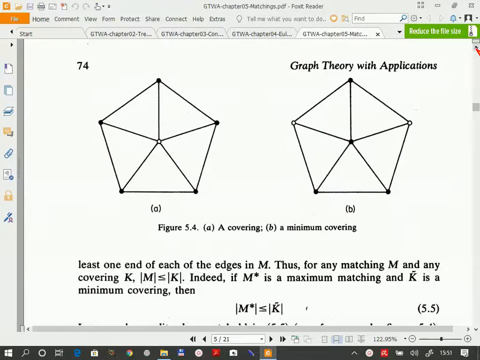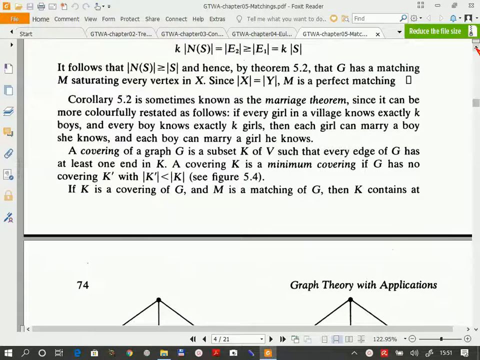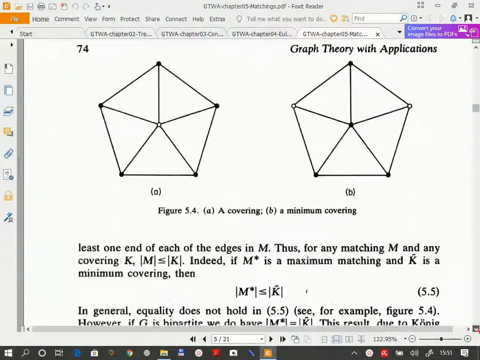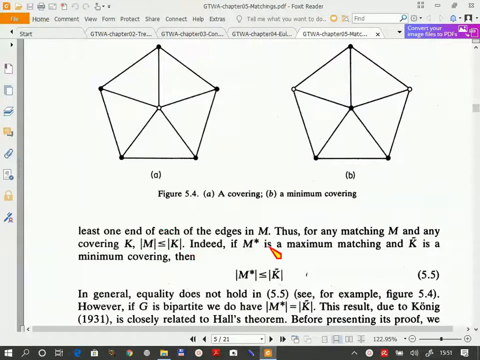And why do we talk about these coverings in this moment, in this chapter, which is devoted to matchings? Let's see what happens. If K is a covering and M is a matching, then K contains at least one end of each of the edges in M. Can you see that? I have a covering, okay, and I have a matching. What's the possible relationship between the two?